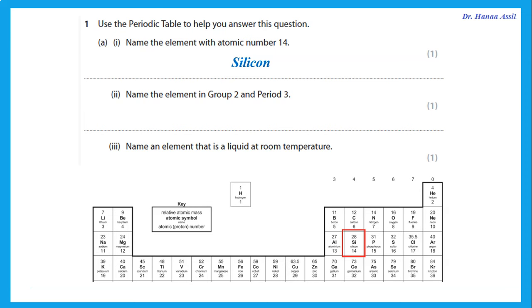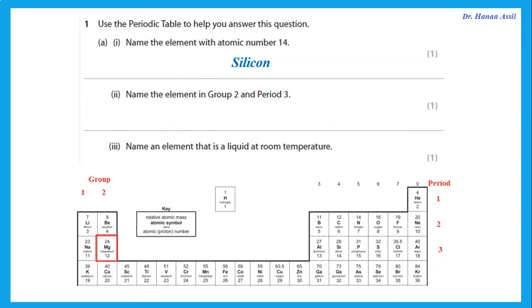Name the element in group 2 and period 3. Where is group 2, period 3? First of all, the groups are the vertical columns. So magnesium is in group 2 and the periods are the horizontal ones. So hydrogen and helium is period 1. From lithium to neon, that's period 2. From sodium to argon, that's period 3. So the element in group 2 and period 3 is magnesium.